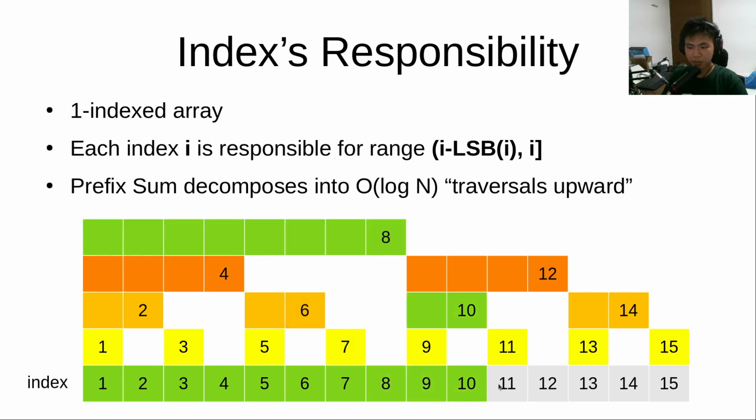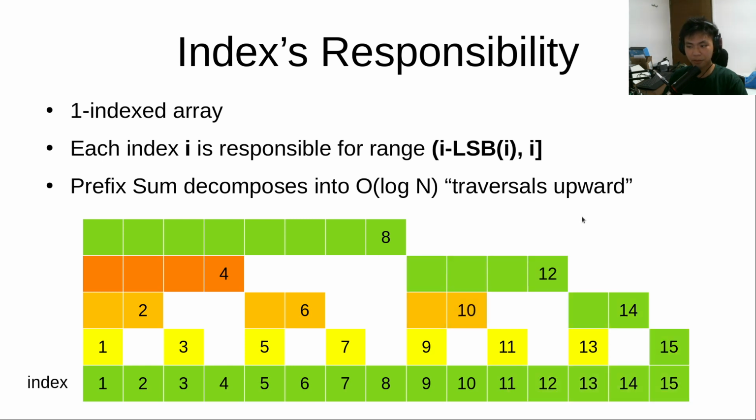Another example will be index 10, right? Index 10 decomposes as 1 to 8 plus 9 to 10. And these ranges are conveniently stored as a single value in the Fenwick tree. So instead of summing up 10 elements, I can just sum up 2 elements in the Fenwick tree array.